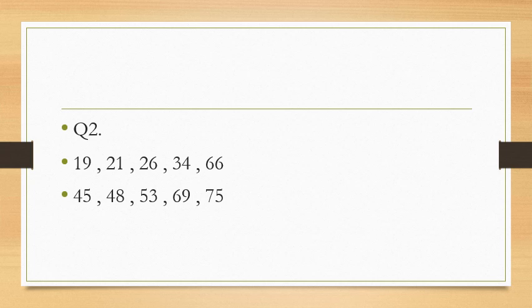Now children, next question, question number 2. Here you have to arrange the numbers in ascending order. Children, ascending order means arranging the numbers from the smallest to the largest. Okay, so first look at the first part children. In this part, first we write the smallest number. So children, 19 is smallest among these numbers. So first we write 19.